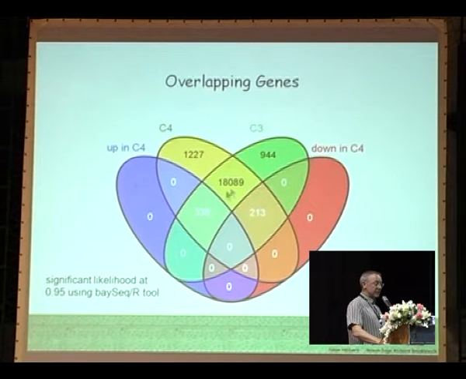There are large numbers, but those with high significance are shown here. 300 that are up in C4 and 200 that are down in C4 or up in C3. And we're going through the bioinformatics of those genes now to see if we can identify novel candidates that we want to take forward.